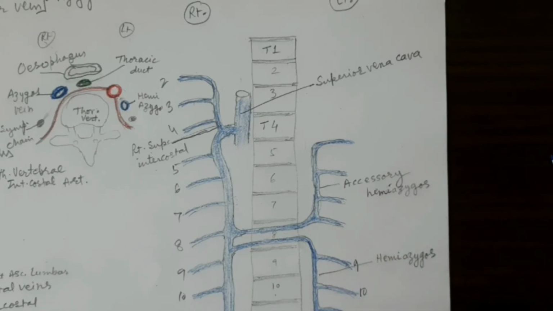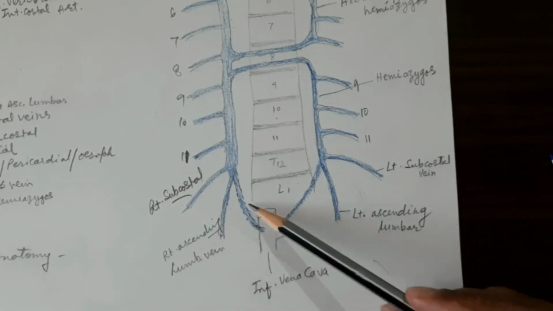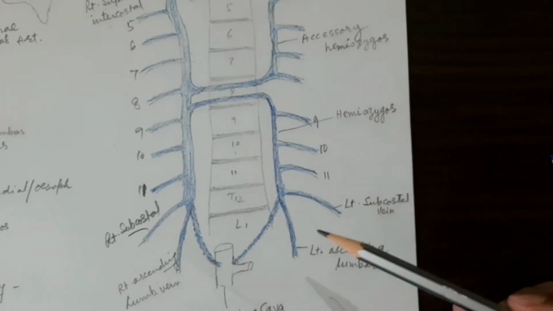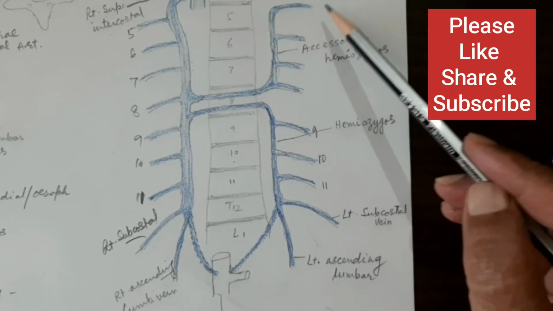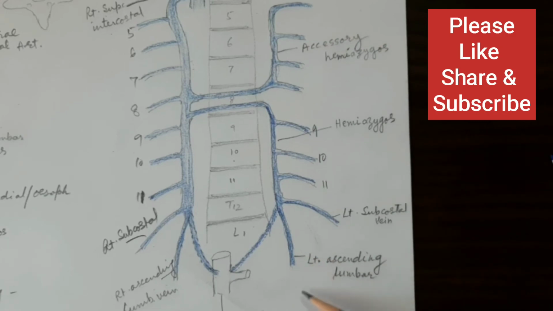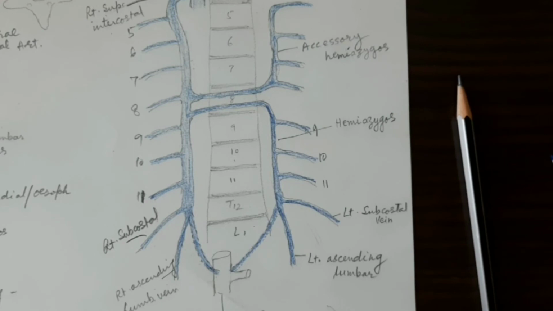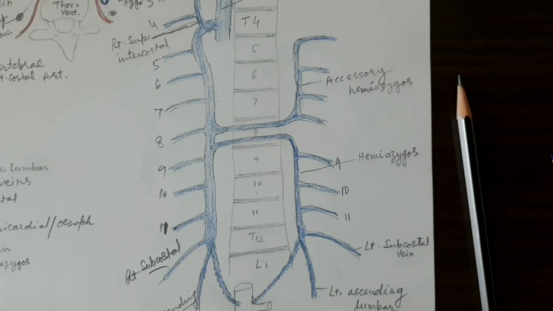Then the upper part of the abdominal region is drained through the right ascending lumbar vein, and it has a communication with the inferior vena cava. This also drains from the left side, but on the left side from the 5th intercostal space to the subcostal and the upper part of the left abdominal region. All this area is drained by the azygos system of veins, and ultimately the blood will go to the superior vena cava.